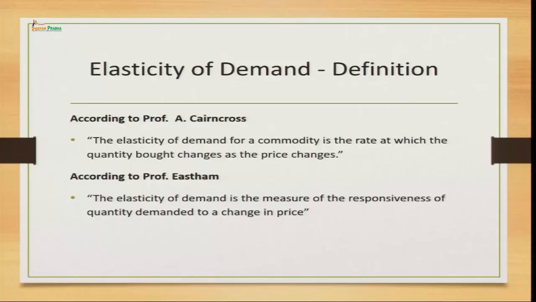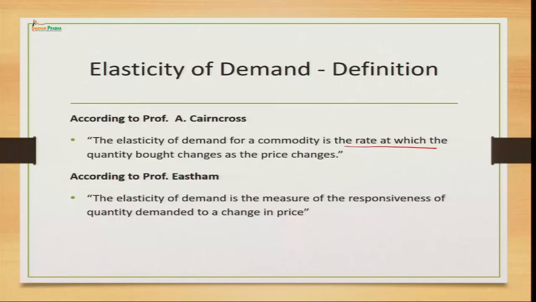So, in the words of Professor A. Cairncross, the elasticity of demand for a commodity is the rate at which the quantity bought changes as the price changes, right? What change has been taken place in the quantity demanded because of change in the price of that commodity, that is basically considered to be an elasticity of demand. Whereas, in the words of Professor Ishtam, the elasticity of demand is the measure of the responsiveness of quantity demanded to the change in price.